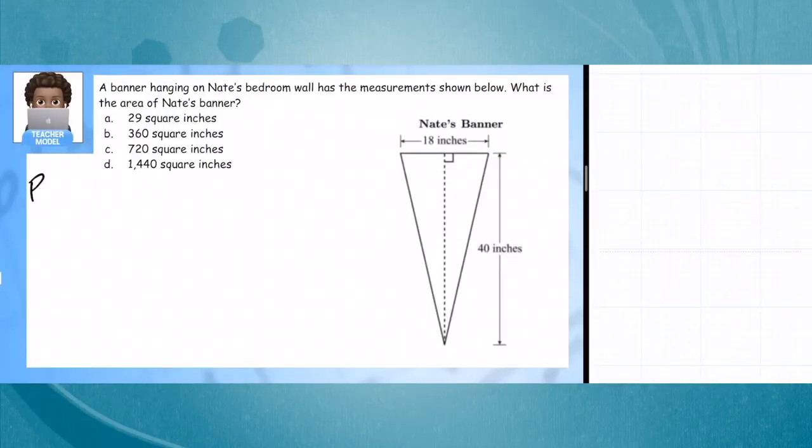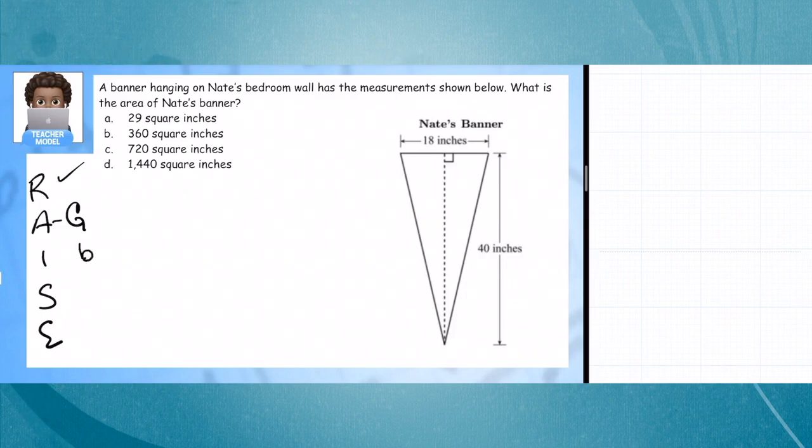Let's work through this last one. I'm reading: the banner hanging in Nate's bedroom has the measurements shown below. What is the area? All right, so it's definitely a geometry problem. Even though the base is usually at the bottom, if I were to just move this triangle around, the area doesn't change. So I'm going to use this as a base and 40 as my height.